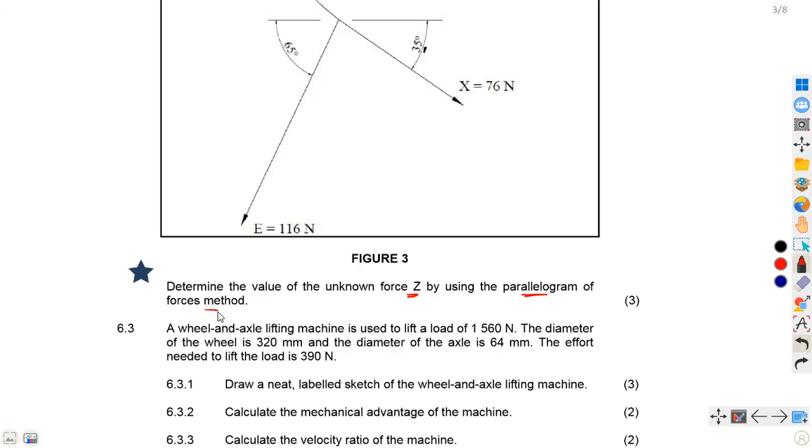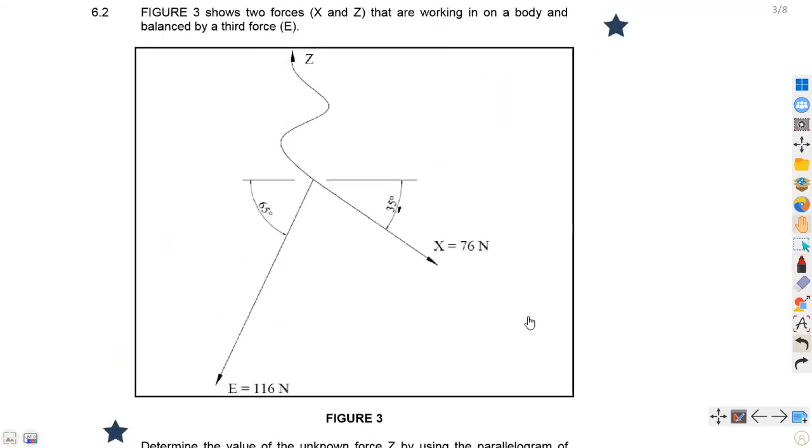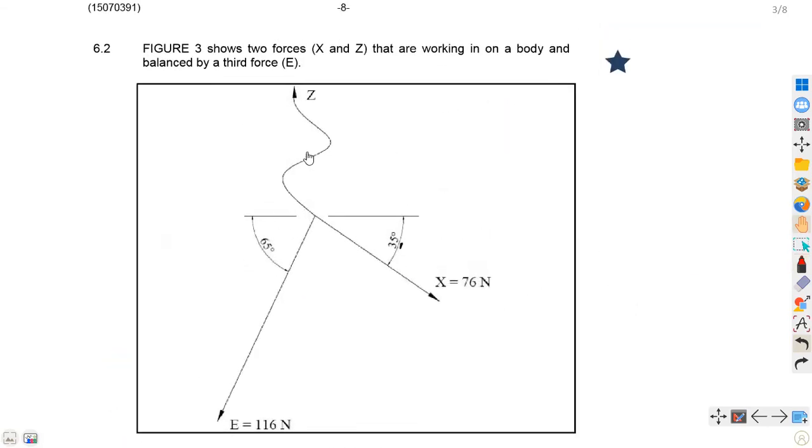Okay, so you're supposed to apply the parallelogram of forces. This is what you're going to do, guys. Just take a closer look where our Z is supposed to be on top there. What we have in this case is that we are supposed to have our final diagram as a parallelogram. So I'm going to show you a sketch again, but you are supposed to do this accurately.